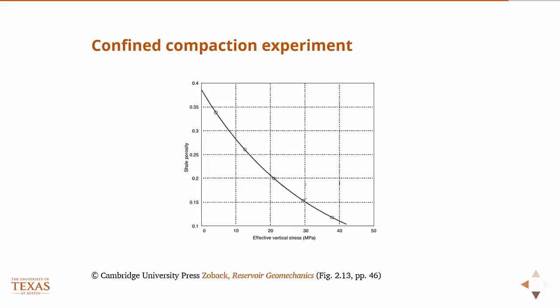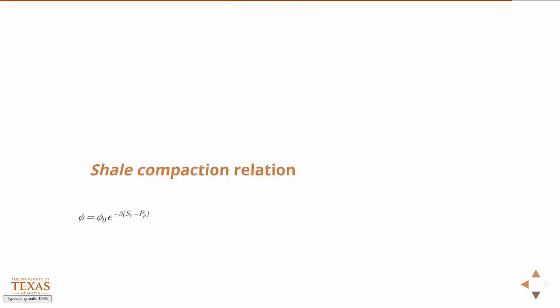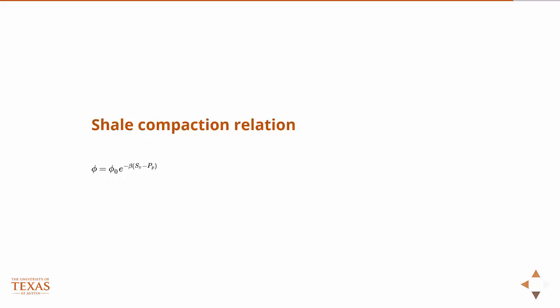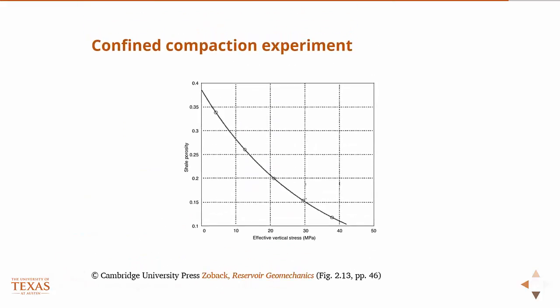We go to the lab and we do these tests, and the measurements were made where the dots are. But you can see that the line fits those quite well. And the equation that corresponds to that line is this, where this point here where it crosses the origin is phi zero. That's the porosity at zero effective vertical stress. And then beta is a fitting parameter that gives you the match to this curve.